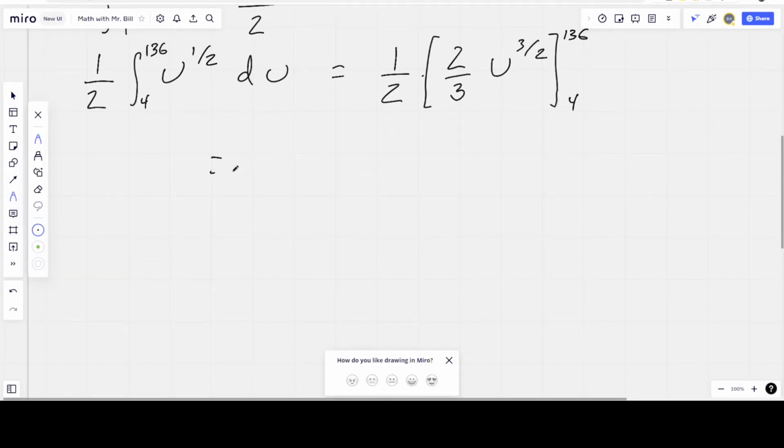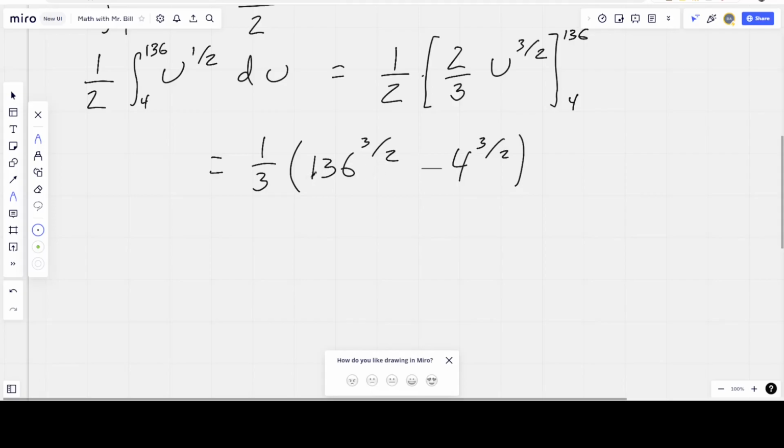And we get the 1/2 and the 2/3, those can combine, so I'm going to put that on the outside right now. And then we get the top plugged into u. So that's 136 to the 3/2 minus the bottom plugged into u, so 4 to the 3/2.